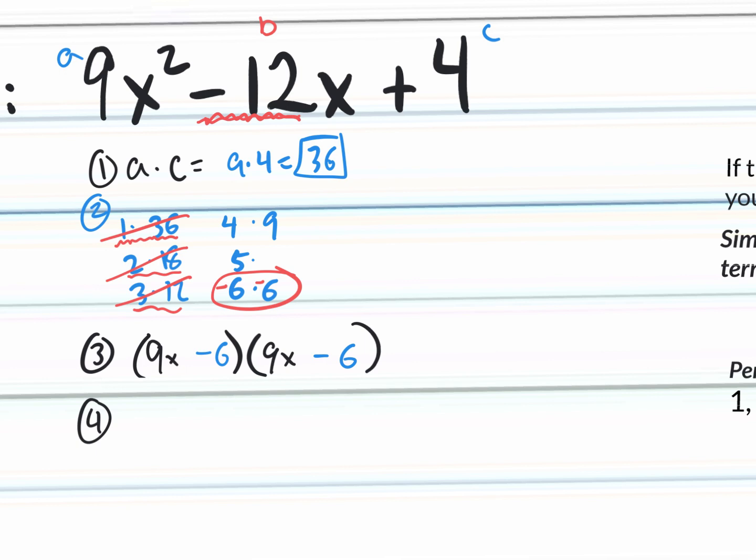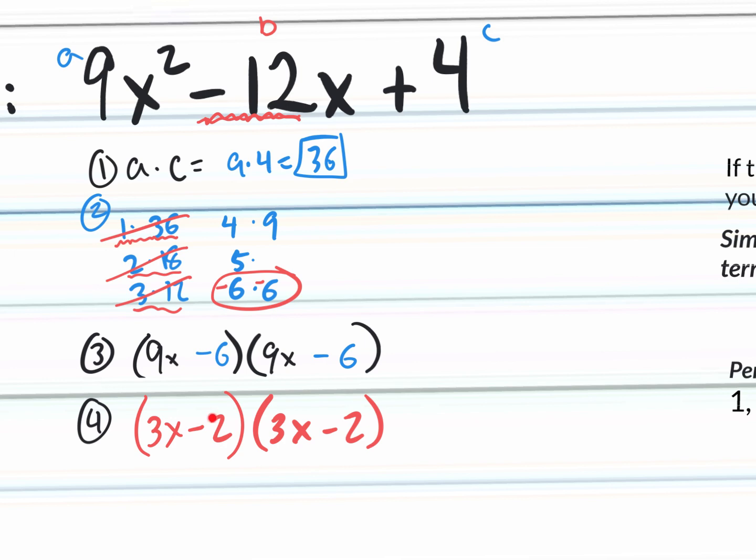But this first binomial, 9x and minus 6, you could divide both of those terms by 3. 9x divided by 3 is 3x. 6 divided by 3 is 2. Of course, you have a minus sign. And same thing with the other. You could divide both of them by 3 and get the same thing, 3x minus 2. And there is your factored form of this quadratic trinomial expression, right?